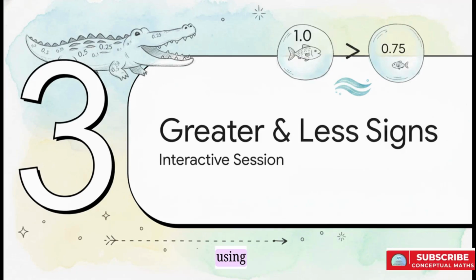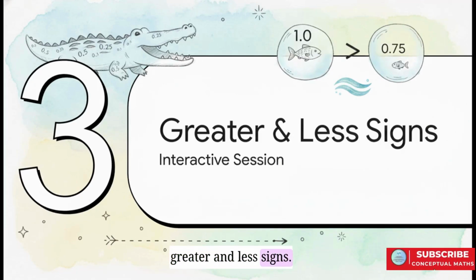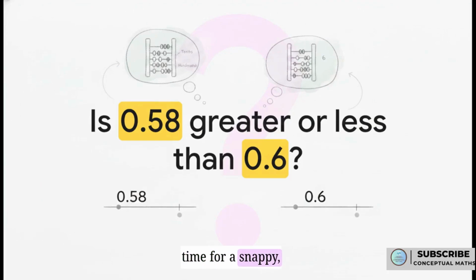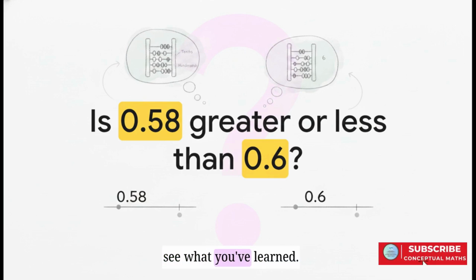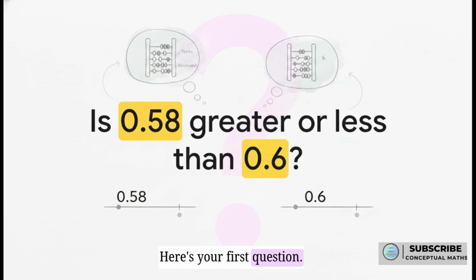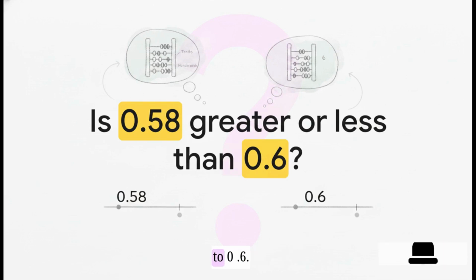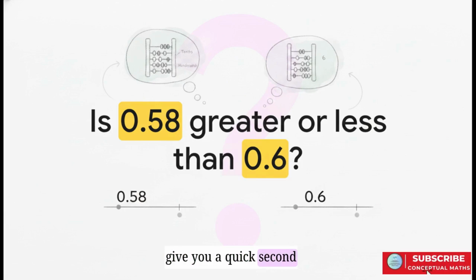Now for part 3, using greater and less signs. It's time for a snappy, interactive, rapid-fire session to test out those newly acquired visual skills. Let's see what you've learned. Here's your first question. 0.58 compared to 0.6. Which sign belongs in the middle? I'll give you a quick second to think about it.